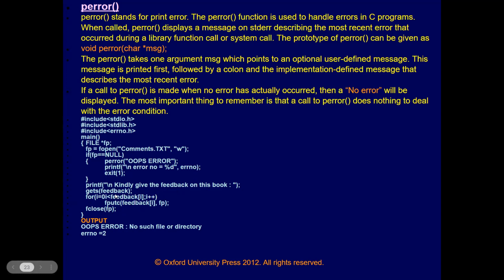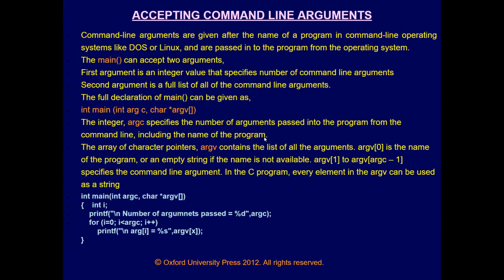This code snippet demonstrates how perror can be used to give an informative error message. So here we can see in the output, it gives an informative error message when handling file-related errors in a C program.